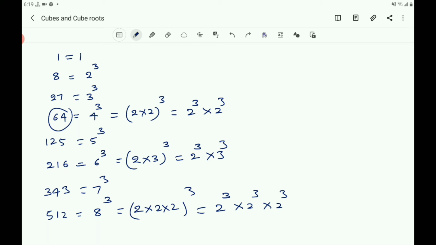in the prime factorization of a cube number, each prime factor of the number appears 3 times. If it does not appear 3 times, then you can conclude that the given number is not a cube number.